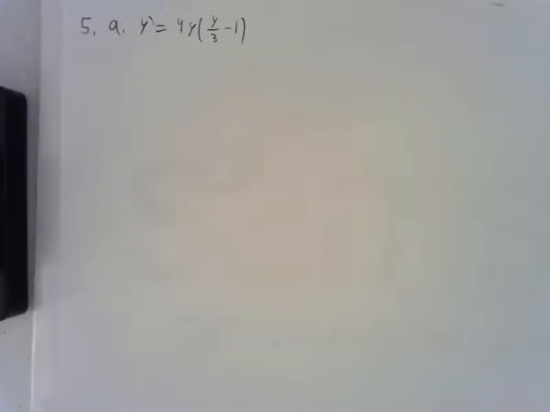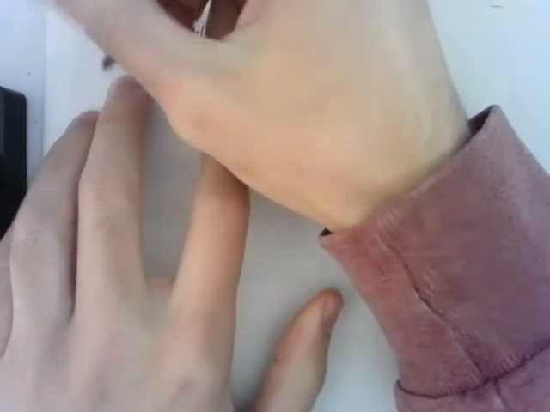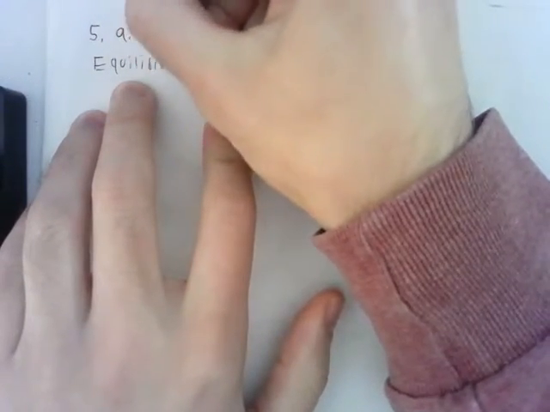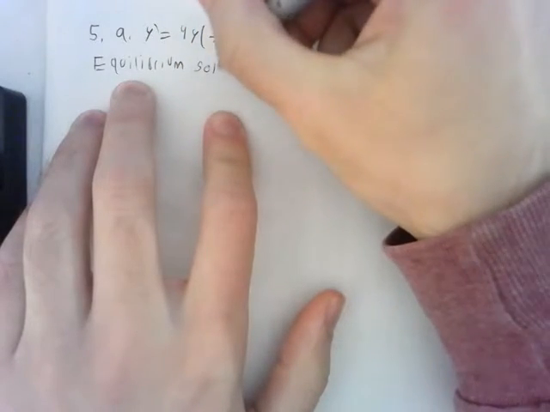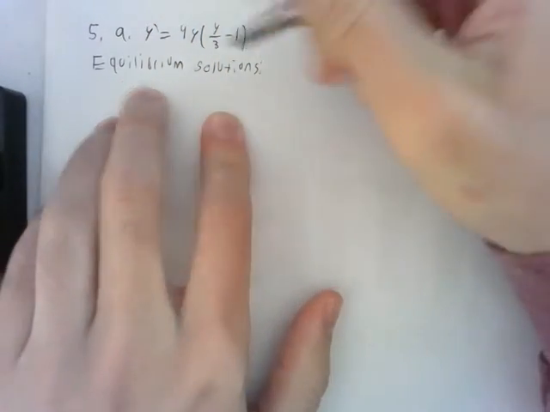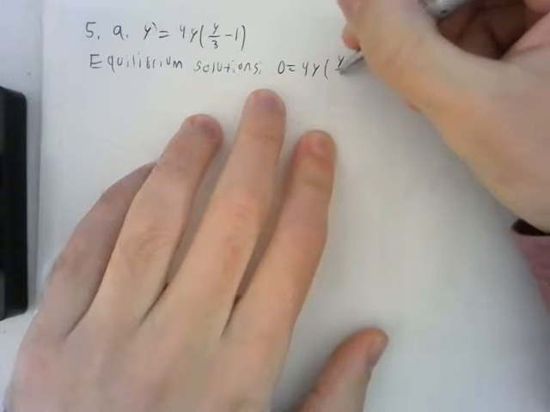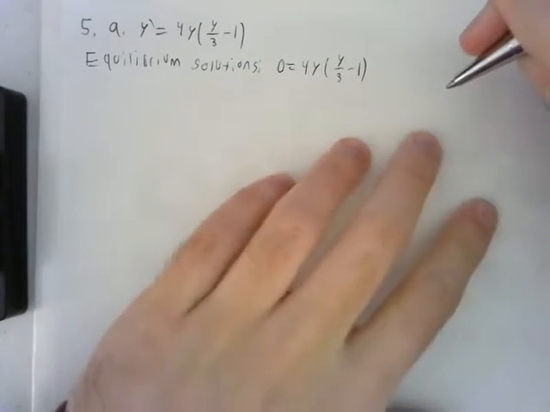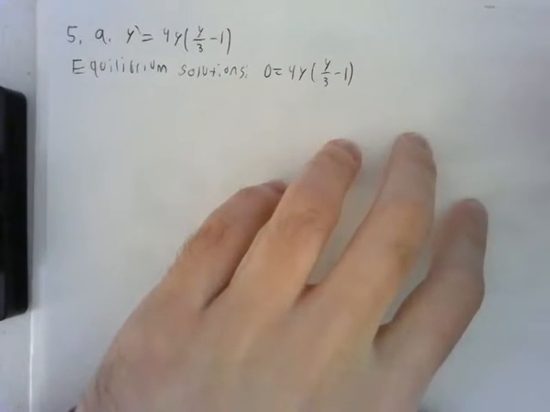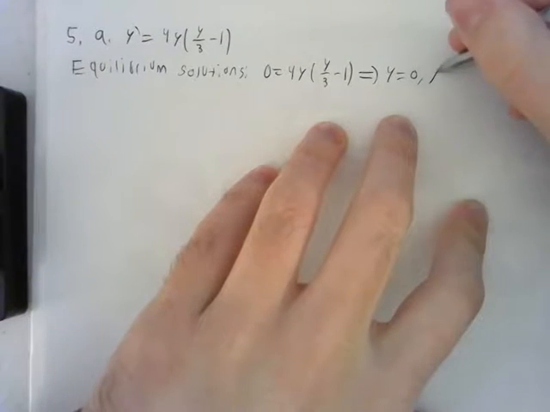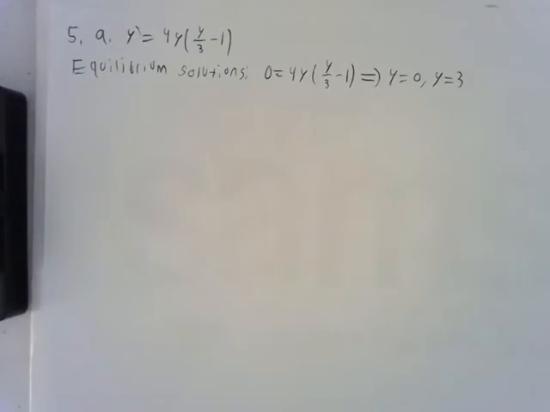Okay, so in this problem, we're looking at this differential equation, and we're asked to find equilibrium solutions of the equation. To find those, we need to set y prime equals 0. So when we do so, we'll have to solve 0 equals 4y times (y over 3 minus 1). We can immediately see that this gives us two solutions, y equals 0 and y equals 3. So these are our equilibrium solutions.